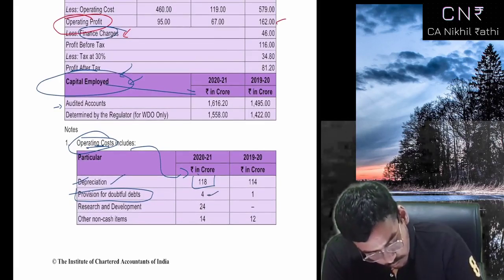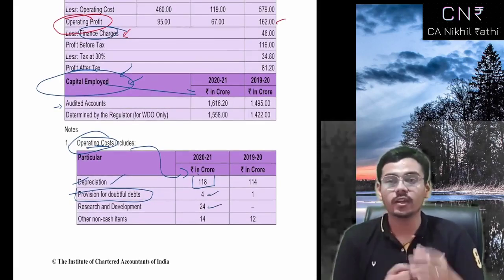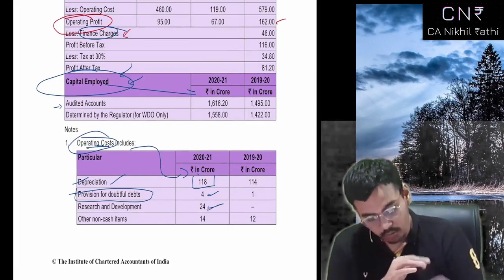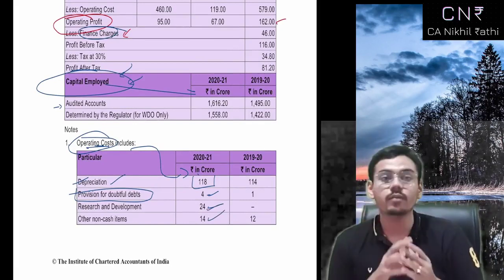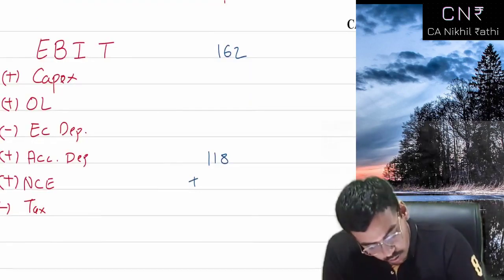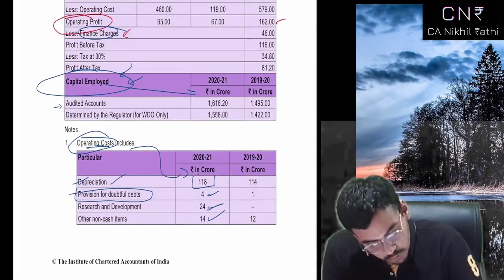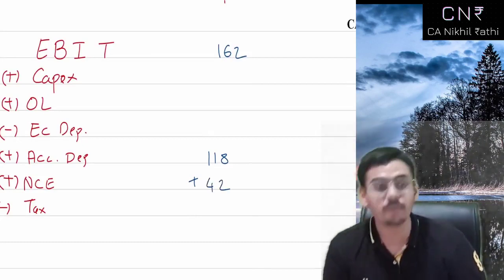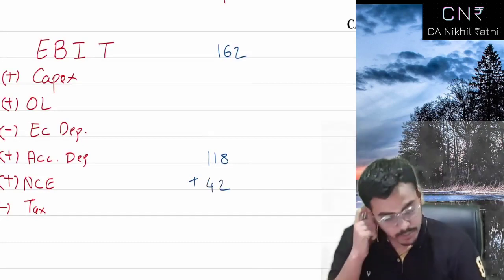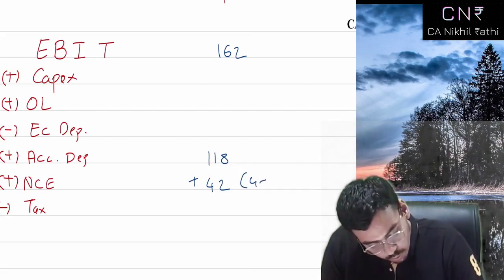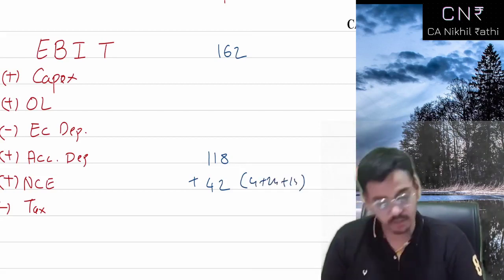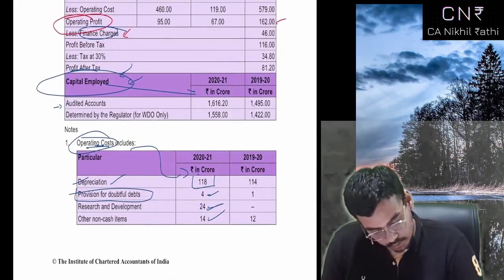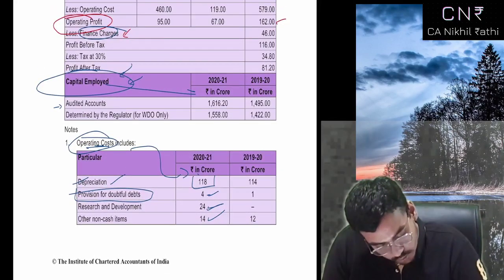So we will add provision for doubtful debts, that is 4, plus research and development. I have said irrespective of whatever the question says, R&D is your capital expenditure, so it will be added. Other non-cash items, all these 3 items will be added. So that will be 4 plus 24 plus 14, that is 42. So 42 will be added prima facie. Then these 3 are added.